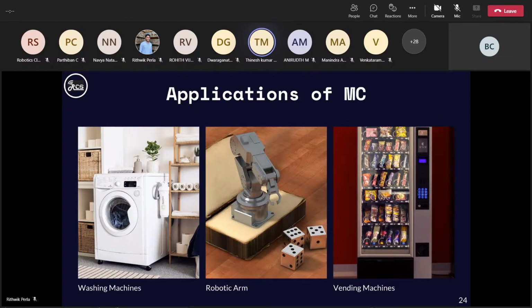That's the application. Vending machines: we give a specific input and the respective pins play their roles, and the product is delivered to us. Yeah, these are some of the applications, but there are a lot of applications out there. Please go through them also. Okay, moving on to the next slide.